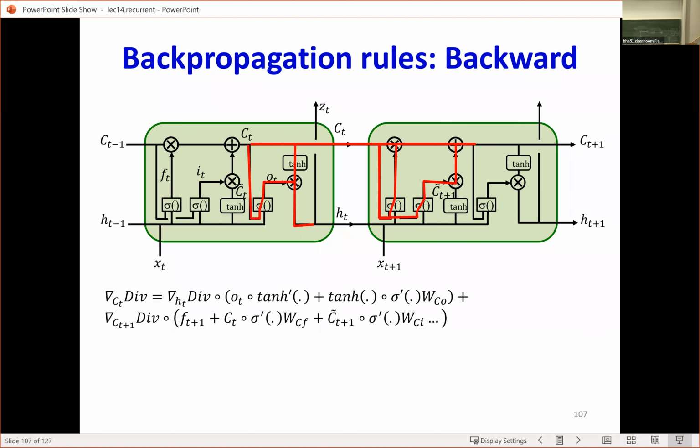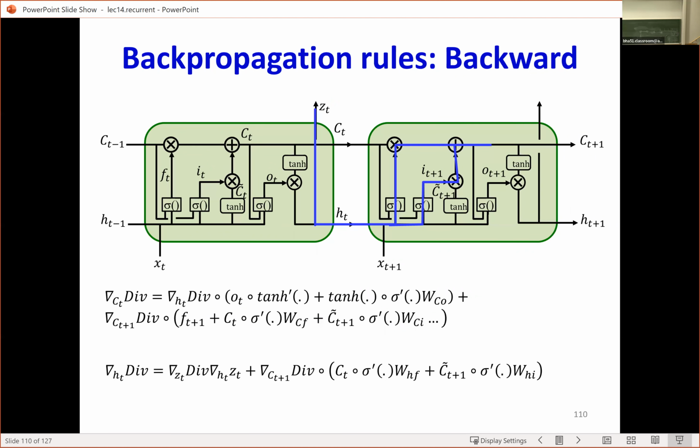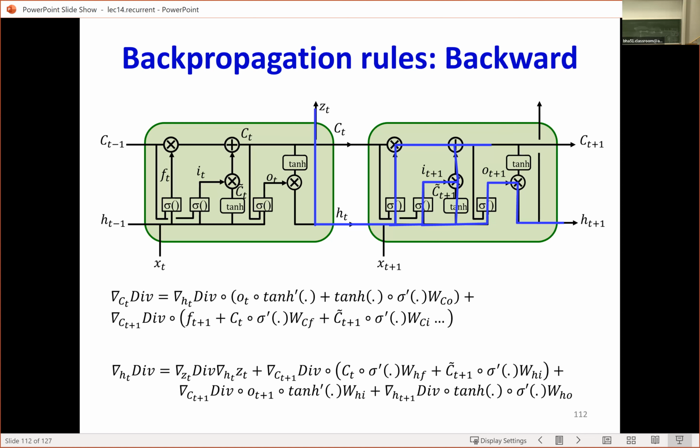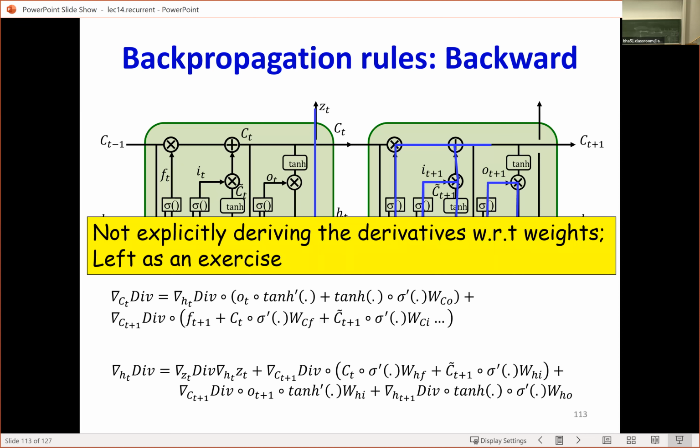Does anybody want to be deriving these equations, right? Or same thing with HT, right? And this is incomplete. I promise you it's incomplete. So you don't actually do this. This is where you go back to code. And so leave the class right here. You will not explicitly derive the derivatives with respect to weights. I'll leave this as an exercise if you feel masochistic.